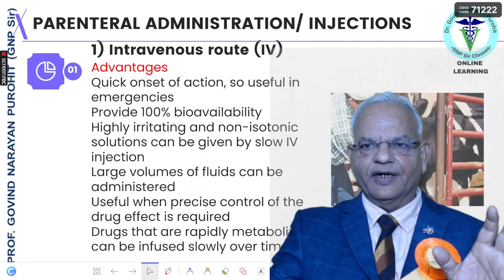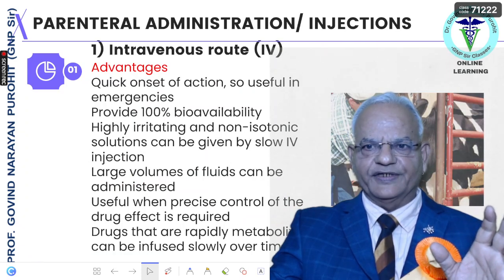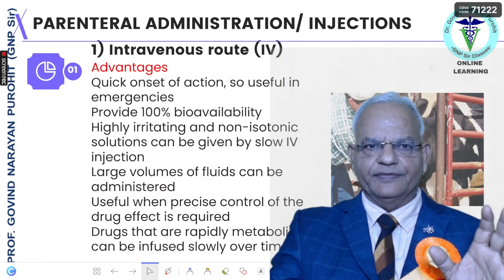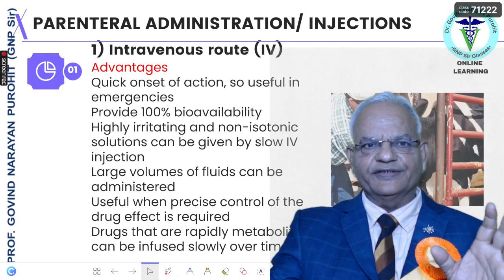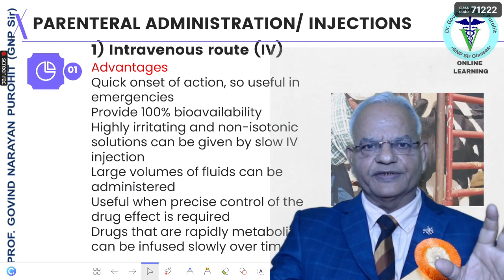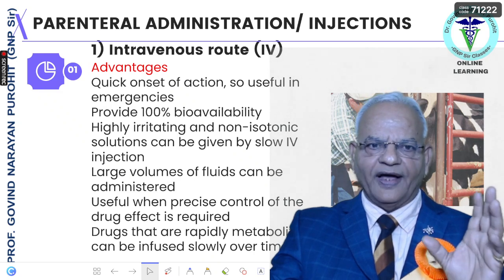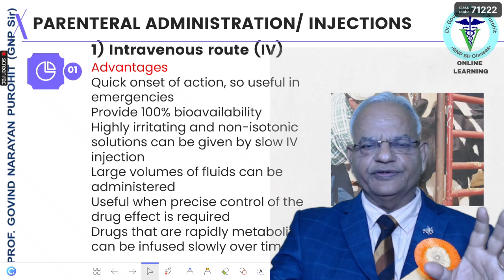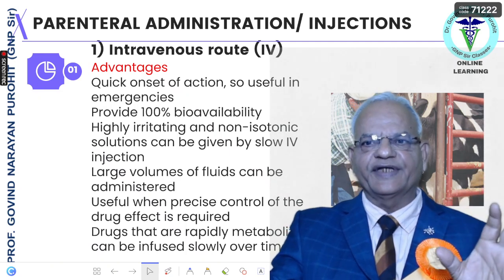Then we come to the parenteral route. That is, the first is the intravenous. For advantages, there is quick onset of action, useful in emergencies, provides 100% bioavailability. Highly irritating and non-isotonic solutions can be given by slow intravenous injection. Large volumes of fluids can be administered.